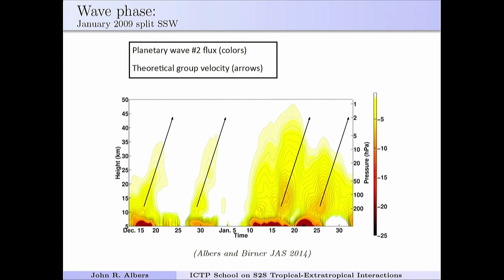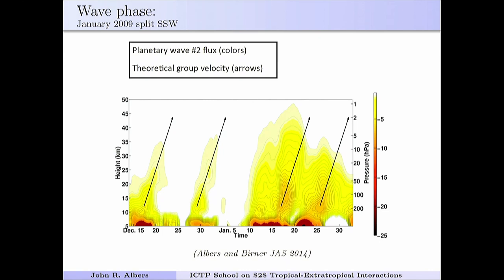So this is for the 2009 split sudden warming. That was the second video that I showed you. And what I'm plotting here is December through January. And these are the 45 to 75 degree north averaged vertical wave fluxes in height. You could think of each of these shoots going up as a pulse of wave activity. And what I've superimposed here, with the arrows, are standard group velocity timescales. So if things are propagating up at the linear group velocity timescale, then we should get a nice strong match between the slope of that arrow and the slope of those wave fluxes going into the stratosphere.